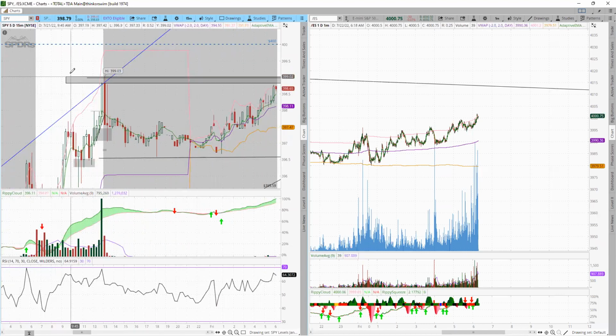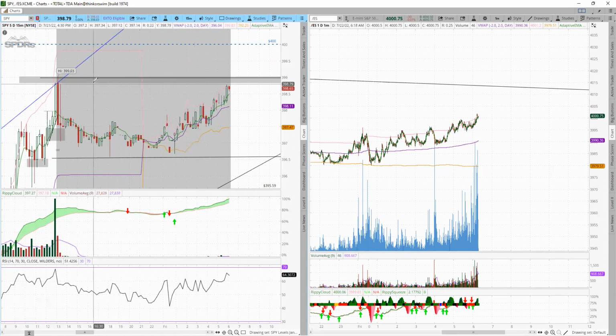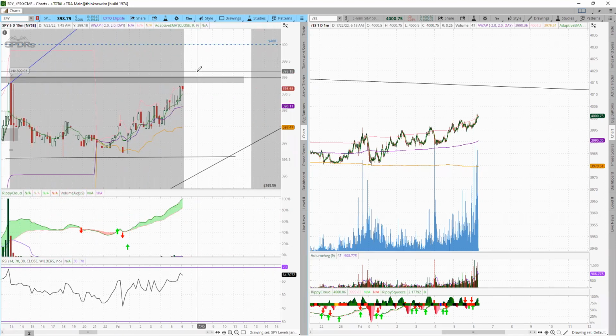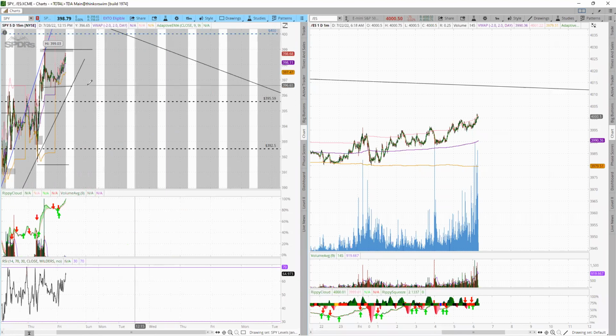So now I have a supply and demand zone, which would be supply right around 398.8 going up to 399. That means if we come in here and do not break 399.03, the high of this, it is likely that we will start to come down. So we wick in this zone, we move down. That's the first thing I'm looking at.